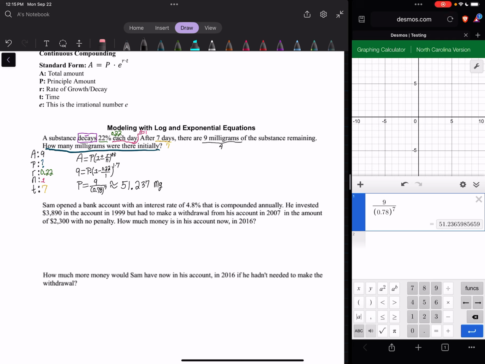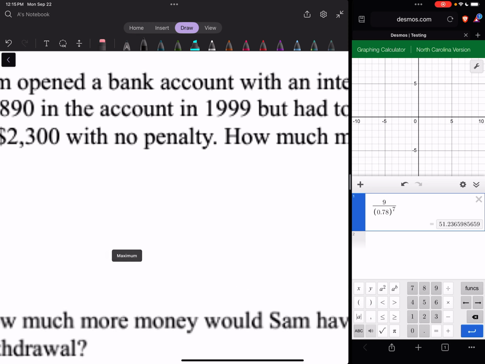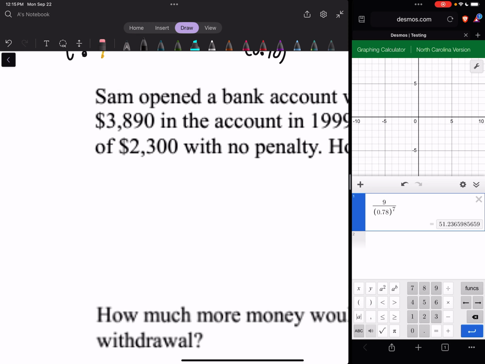Sam opened a bank account with an interest rate of 4.8% that is compounded annually. So I'm using my discrete compounding formula. He invested $3,890 in 1999, but had to make a withdrawal from his account in 2007, in the amount of $2,300 without penalty. How much money is in his account now in 2016? So for this problem, I'm going to need two formulas, because in 2007, a withdrawal happened. So A of 2007 is what I need to find first.